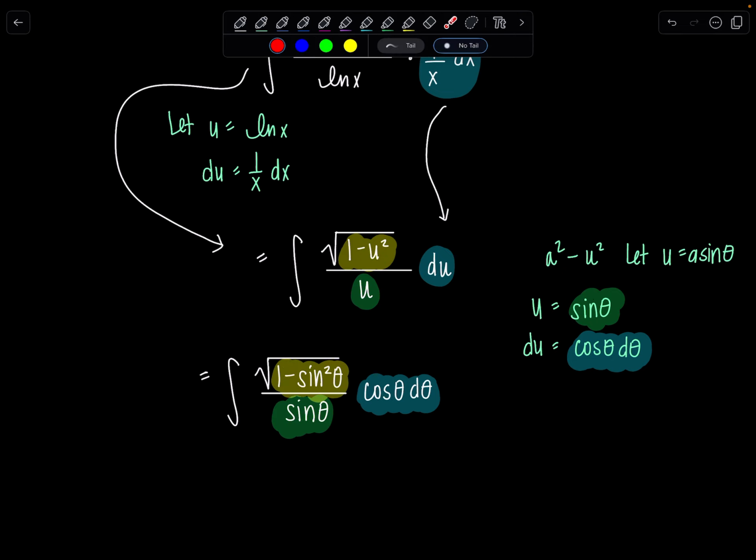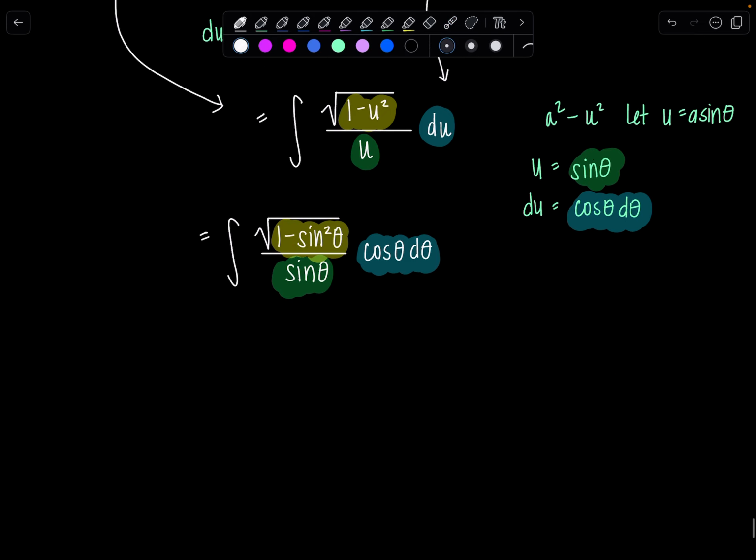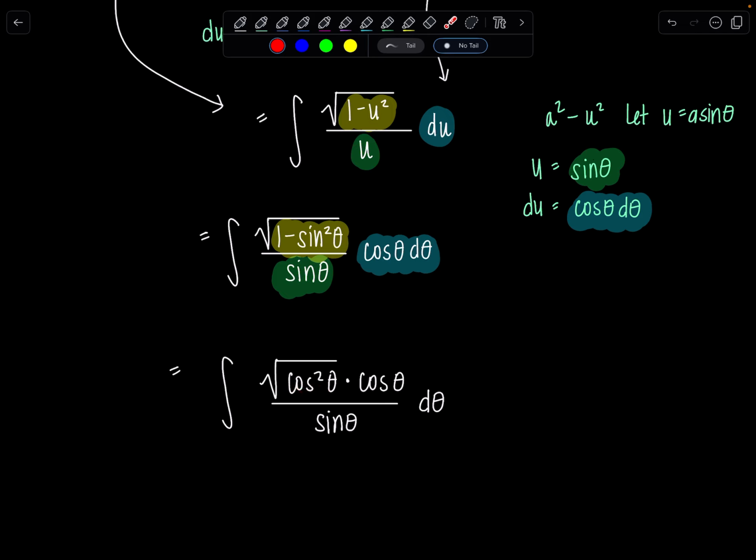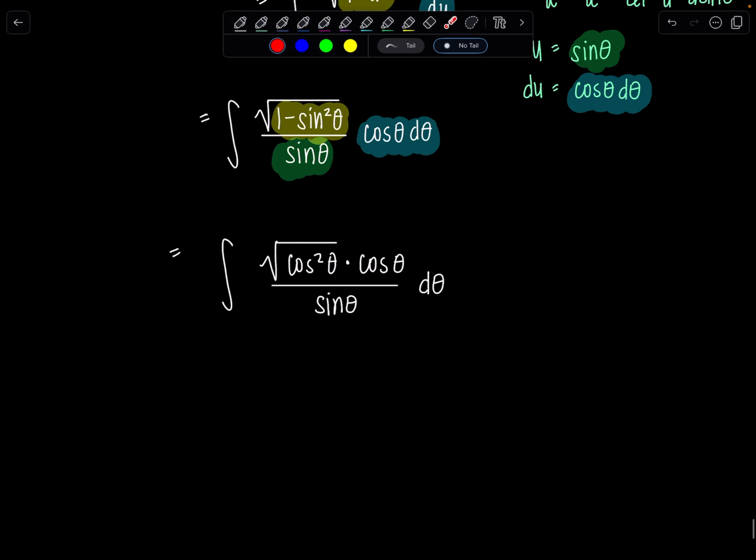Okay, then the whole point of the trig sub is so we can use a Pythagorean identity. We're going to replace 1 minus sine squared theta with cosine squared theta. So then I have square root of cosine squared theta times another cosine theta over sine theta d theta. And then remember, technically, square root of cosine squared theta is absolute value of cosine theta, but we always restrict where theta is when doing trig sub, so we don't have to worry about keeping absolute value bars throughout or splitting up our integral. So we're just going to have now integral of cosine squared theta over sine theta d theta.